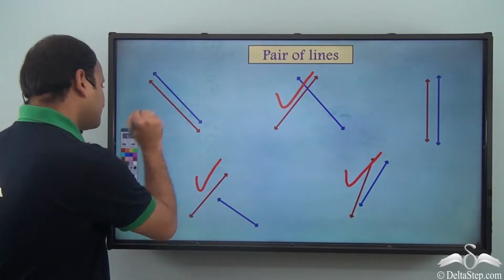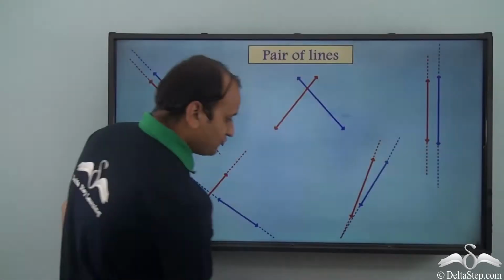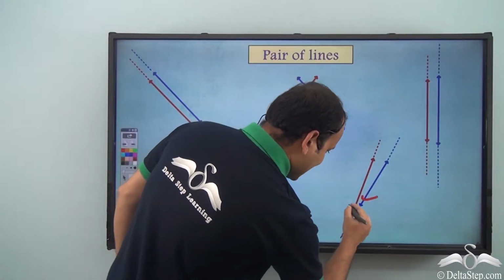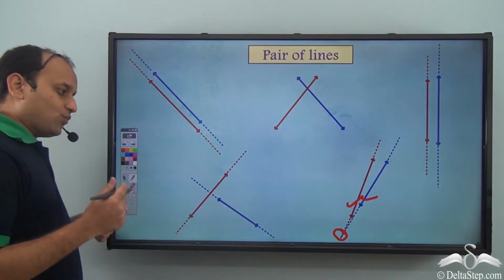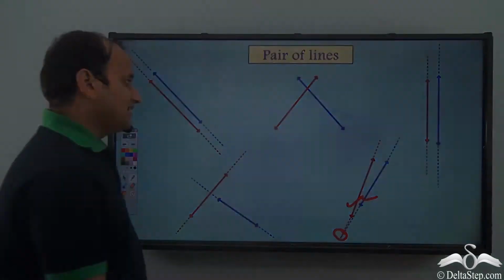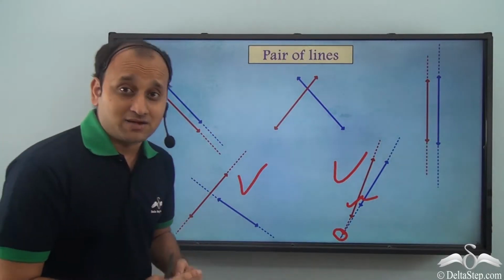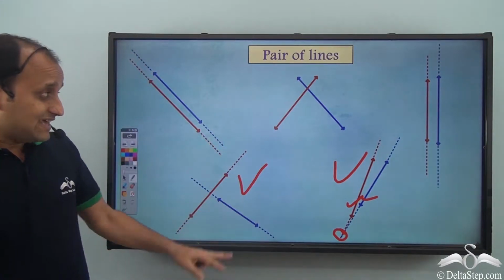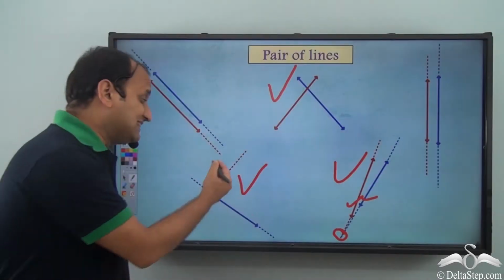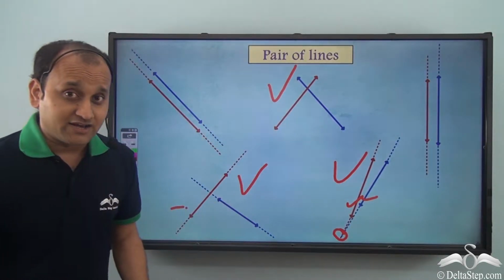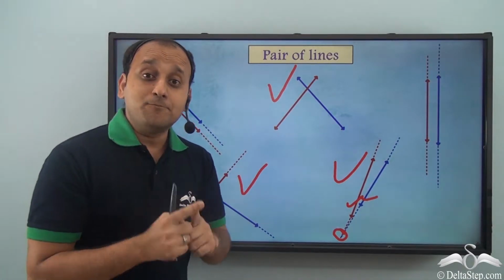Well, let's see. If you extend this line and if you extend this and this line, they meet here. So what do we see? We see that even these two pairs of lines actually meet at a point. So what do we see? Well, just like this pair of lines, even this and this pair have one thing in common, that is, they meet at a common point.